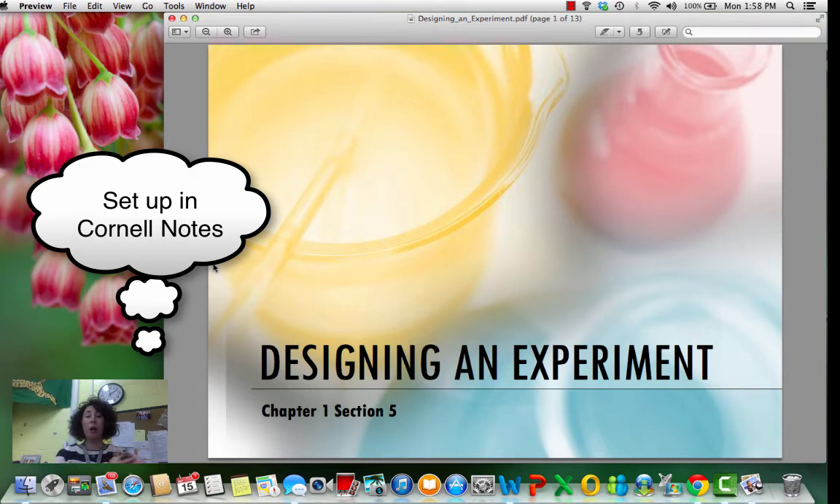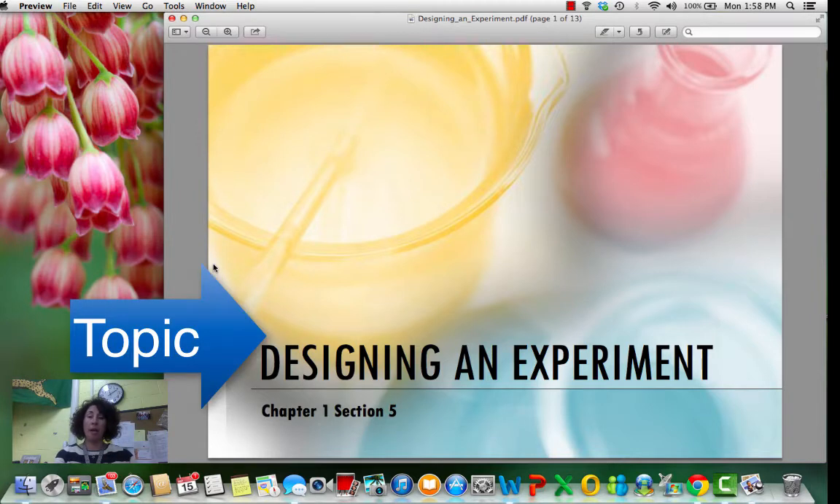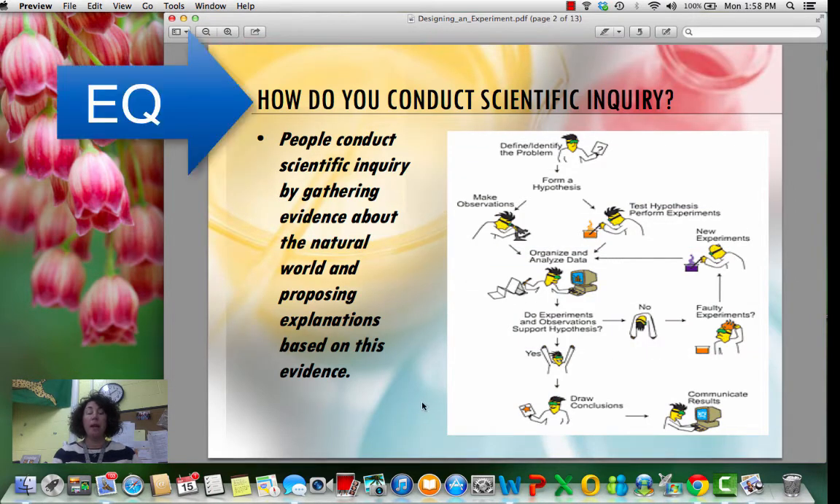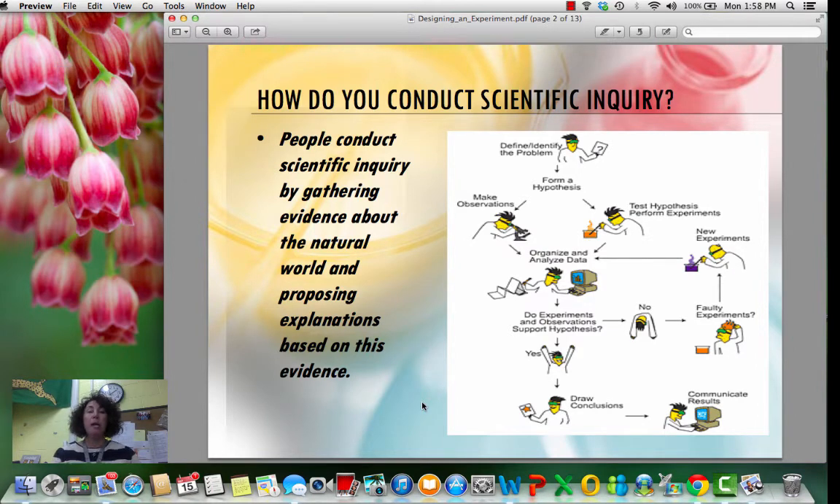Today we are going to talk about how we can design an experiment. It's a lot easier than you think. Now, the first thing we have to do is realize, how do you conduct scientific inquiry? What are those steps? And it really boils down to just gathering evidence about the natural world and proposing an explanation based on evidence. Now, look at the diagram that's right there in front of you.